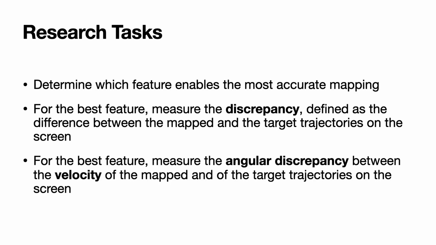We set 3 main tasks for our work. First, we wanted to determine which feature would enable the most accurate mapping. Second, we wanted to measure and characterize the discrepancy, defined as the difference between the mapped and the target trajectories on the screen. Third, we wanted to measure and characterize the angular discrepancy between the velocity of the mapped and of the target trajectories on the screen.